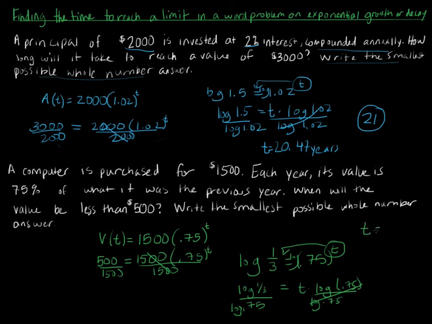So t equals 3.8 years, which means that we actually need to wait until 4 years because we need a whole number answer. So we need to actually wait until 4 years till the value is less than $500. So t equals 4 years. And that is your final answer. So that is how to find the time to reach a limit in a word problem on exponential growth or decay.